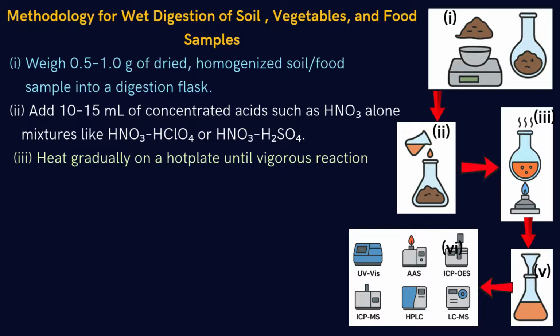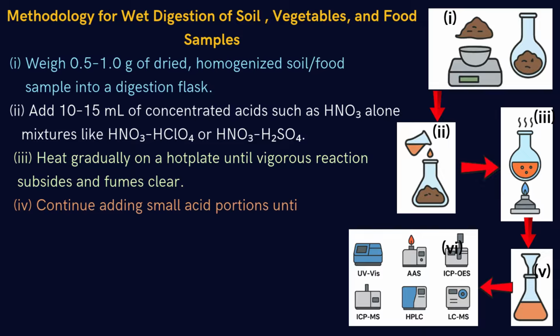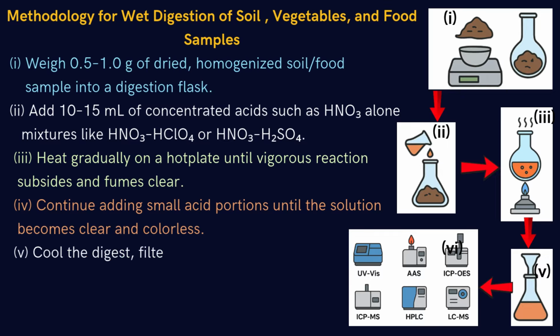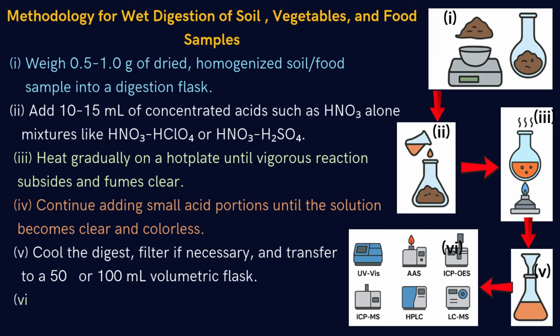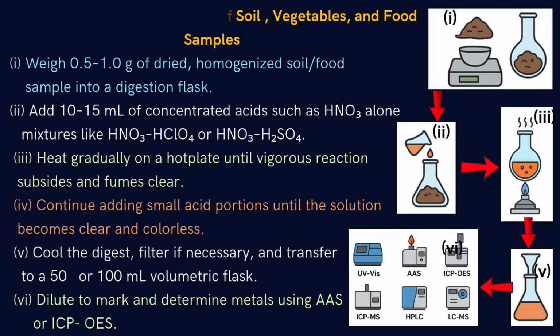Third one is, heat gradually on a hot plate until the vigorous reaction subsides and fumes clear. Fourth one is, continue adding small acid portions until the solution becomes clear and colorless. Fifth one is, cool the digest, filter if necessary, and transfer to a 50 or 100 milliliter volumetric flask. Sixth one is, dilute to mark and determine metals using AAS or ICP-OES.